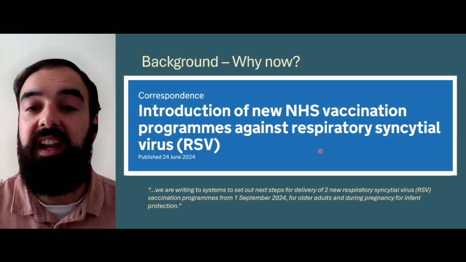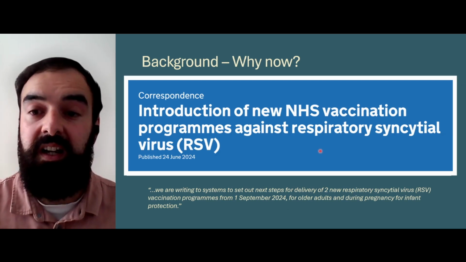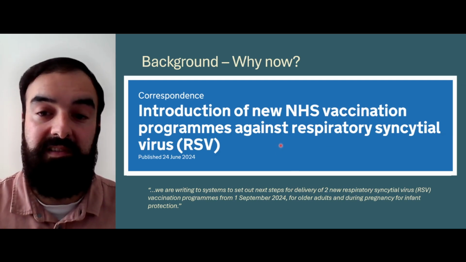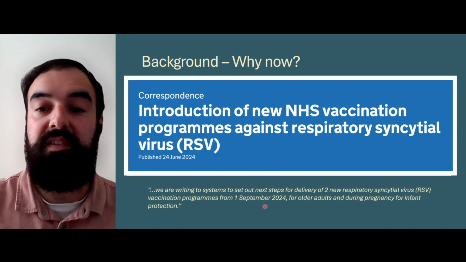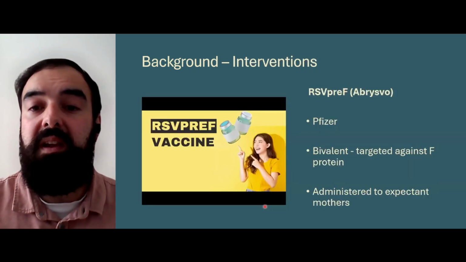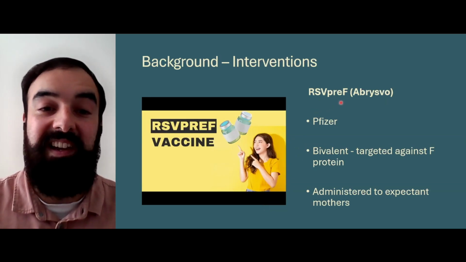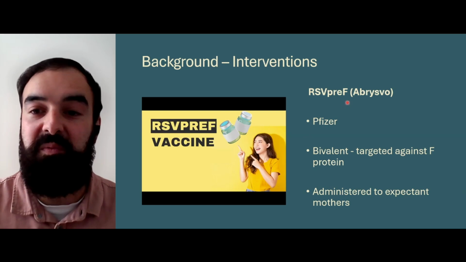For example, in the UK, an RSV immunization program has been underway since the start of September, focusing on two of the most at-risk groups, newborns and those over the age of 75. In the UK, both of these at-risk groups are being treated using the RSV pre-F vaccine developed by Pfizer.